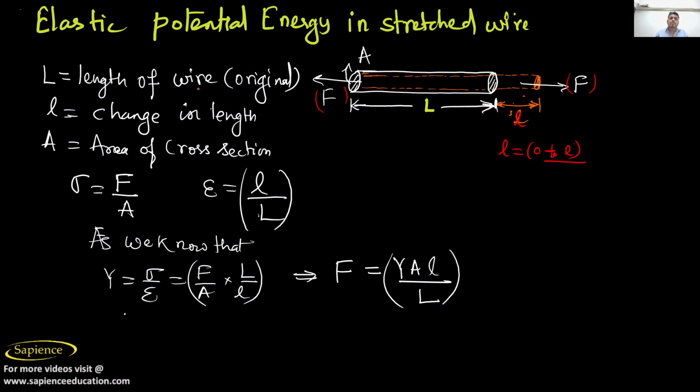So the length of the wire, that is the original length, is L, and small l is the change in length, and the area of cross section is A. Now tell me, what is the stress developed in this? Stress is equal to force by area. Now you know what the strain value is: strain is the change in length divided by the original length.